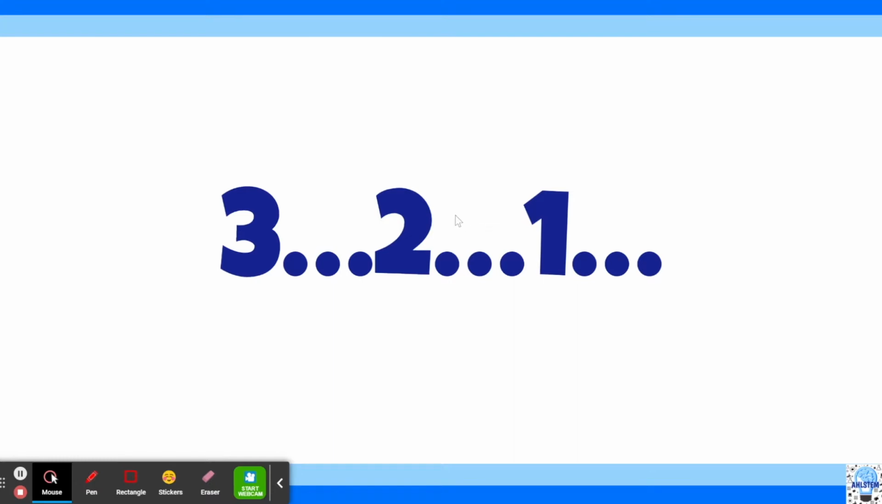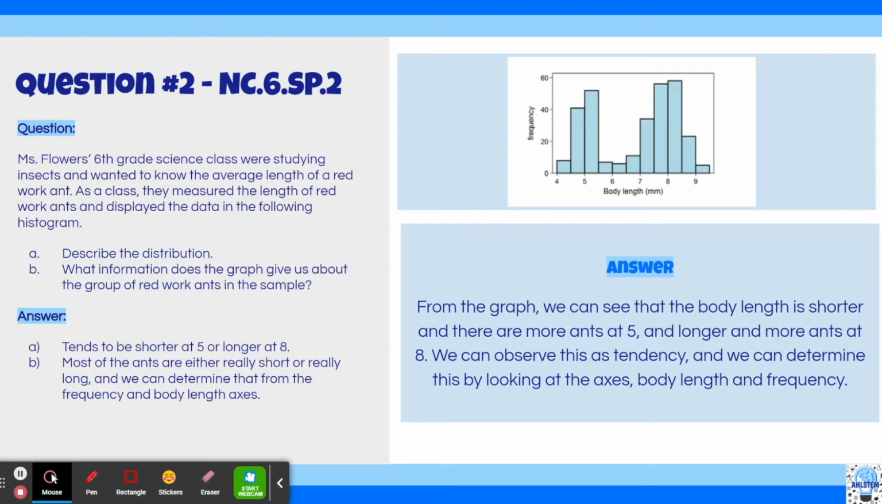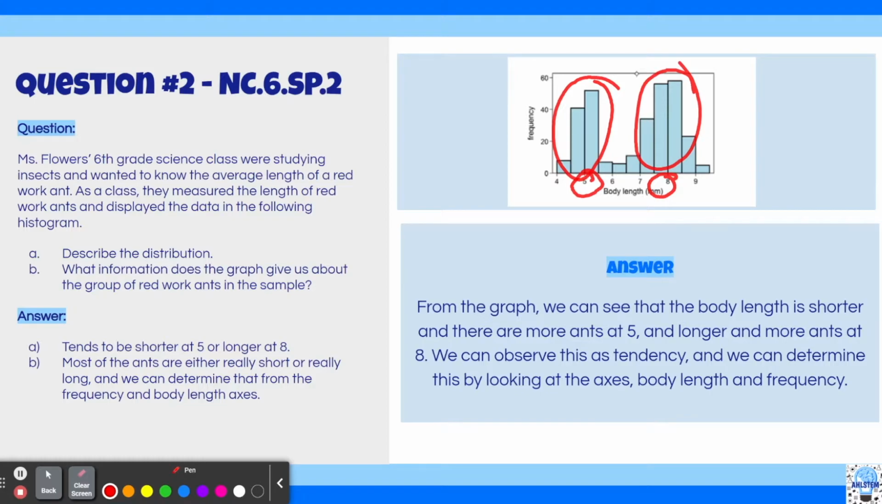3, 2, 1. So for part A, tends to be shorter at 5 and longer at 8. And B, most of the ants are either really short or really long, and we can determine that from the frequency and the body length axes. So let's take a look at this graph. The body length of around 5 millimeters is a lot, and around 8 is a lot. So there is a lot of data at these 2 points. So we know that they can be really short or really long. Okay?